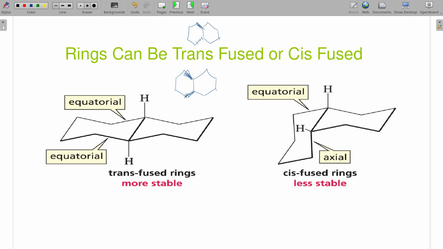A trans ring has the H's on opposite. I have one H going up, one H going down. The cis, both the H's are going up with respect to their locations. So we get a weird little zigzag pattern. But rings do this, and we do actually have stability affected by it. Alright, so something we have to worry about on this.